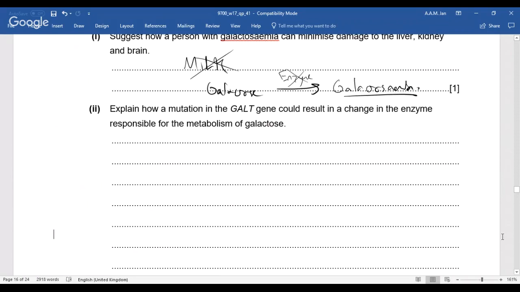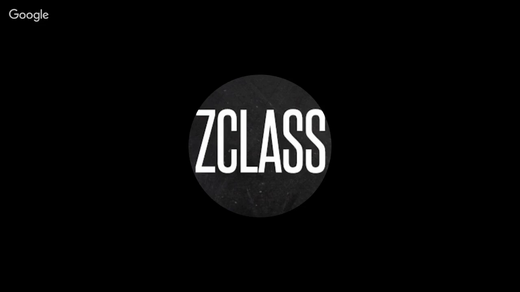Okay, Grace, a bigger question now. Explain how the mutation could result in a change in the enzyme responsible for the metabolism of galactose. Okay, this might be a bit messy, but I wrote, through a base addition, deletion, or substitution, a different base sequence will occur. When transcribing enzymes, three base nucleotides code for one amino acid. If through a mutation the combination of three base pairs changes, a different amino acid will be added to the chain. Or a frame shift may occur, where a base addition or deletion happens, possibly changing all the following amino acids in the polypeptide chain.